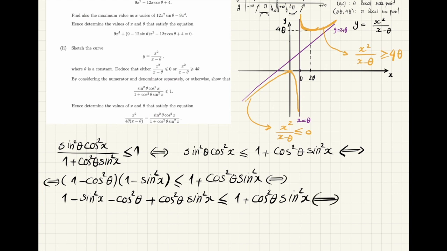You see, this one and that one are simplified. This expression is exactly this one. They are gone. So what is left is this. If and only if minus sine squared x plus cosine to the power of 2 minus cosine to the power of 2 theta is less than or equal to 0. And this is if and only if, I multiply both sides by a negative sign, it becomes this.